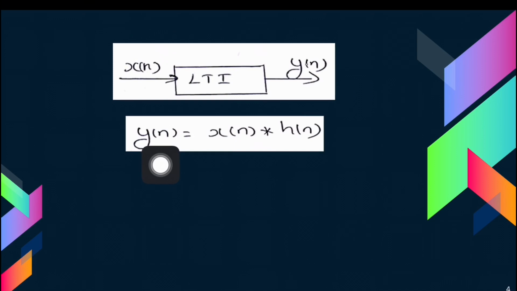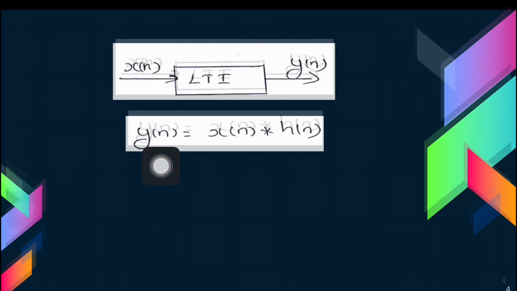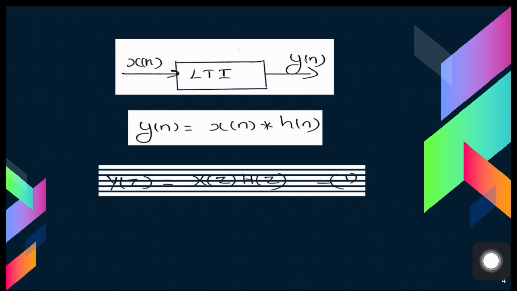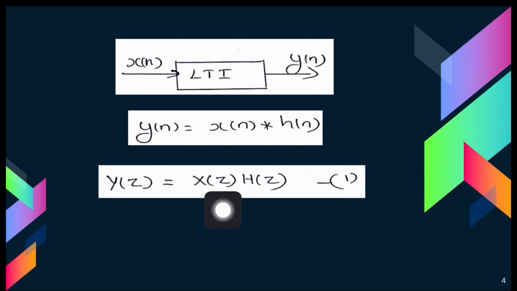Y of z represents the Z transform of y of n. Now let me ask you a question. How can we find the Z transform of x of n convolution h of n? Any idea? In fact, convolution in time domain is equivalent to multiplication in frequency domain. So we can write Y of z is equal to X of z into H of z. Let us denote this as equation number 1.